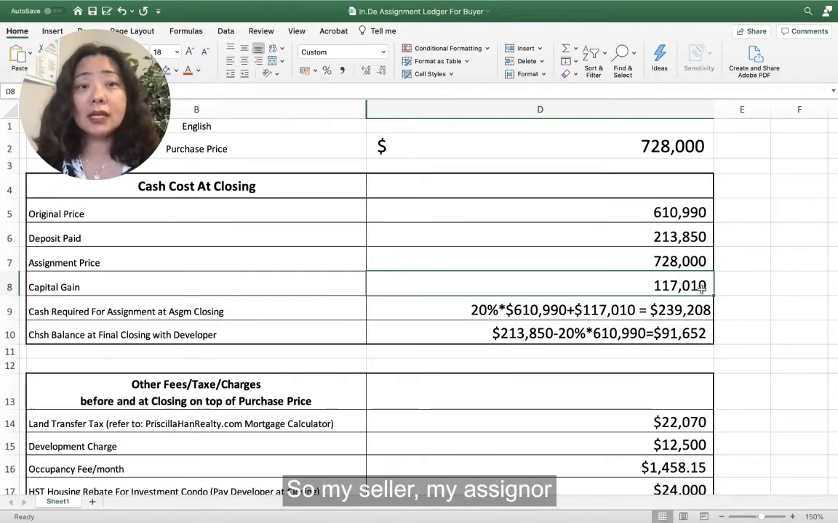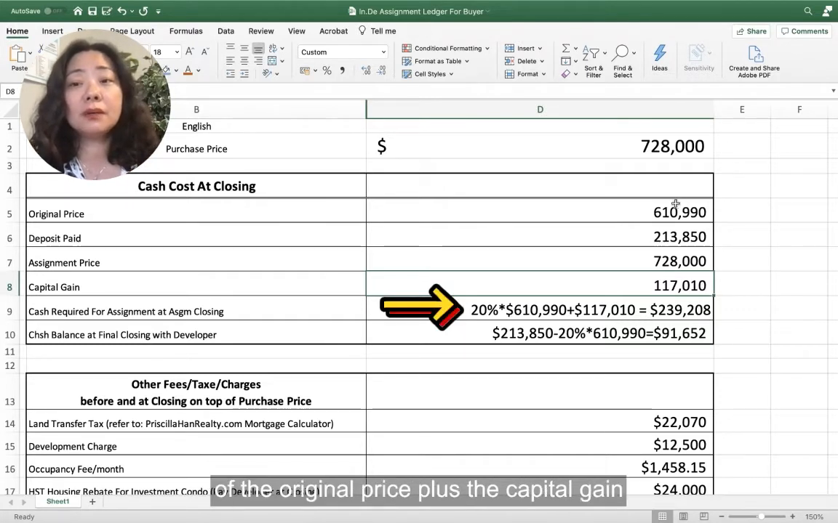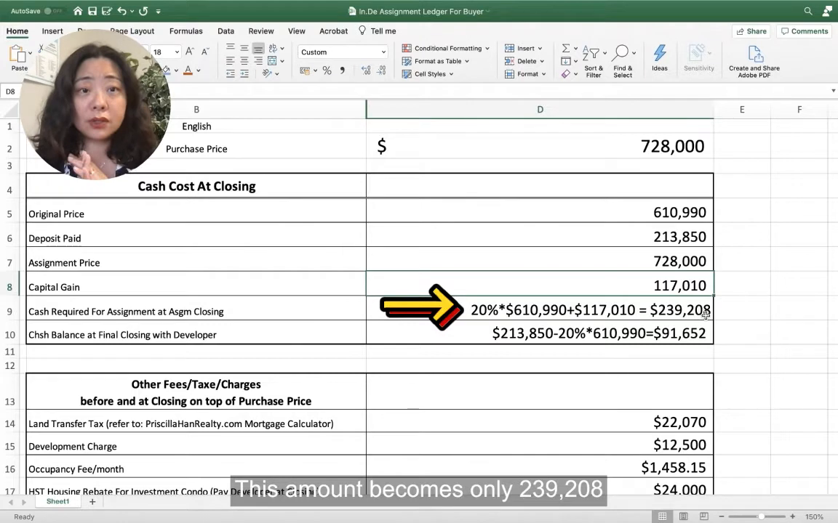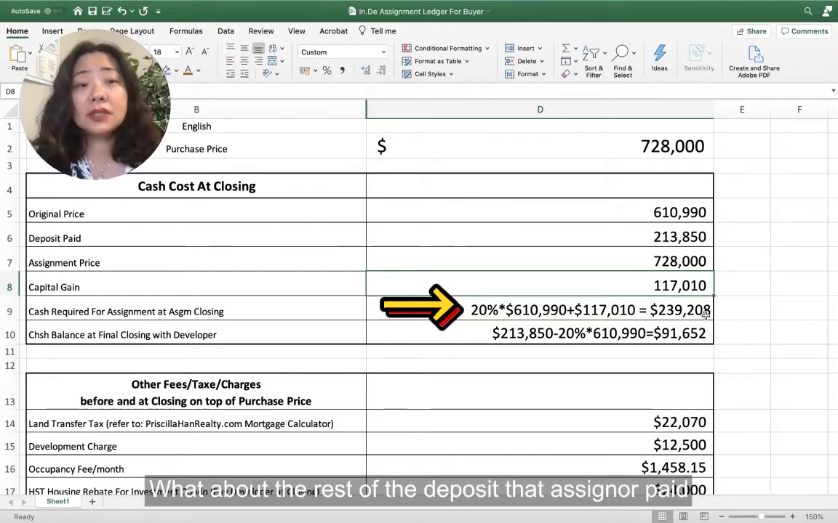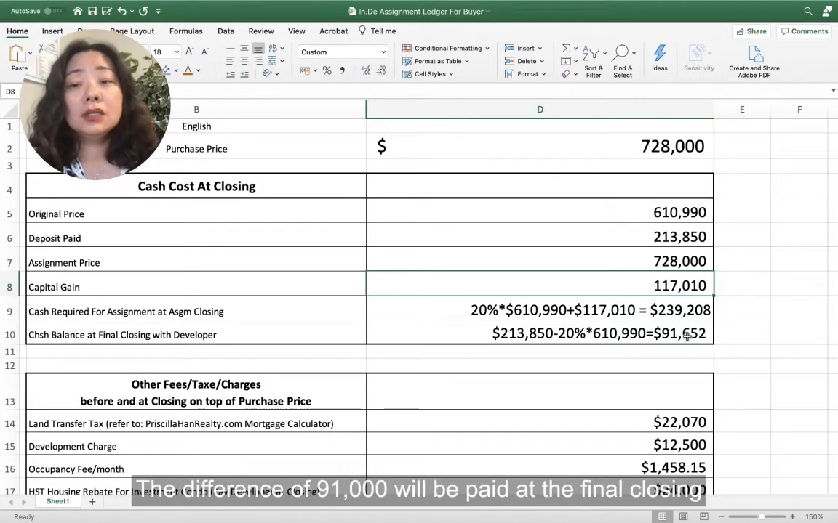So my seller, my assignor, decided to only require the assignee to pay 20% of the total deposit of the original price plus the capital gain. So this amount becomes only $239,208. What about the rest of the deposit that the assignor paid, but the assignee hasn't paid during the assignment? The difference of $91,000 will be paid at the final closing.